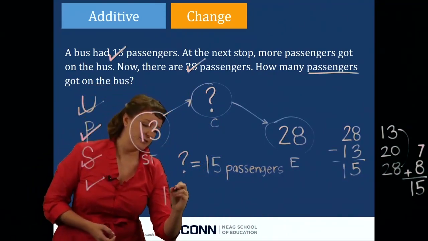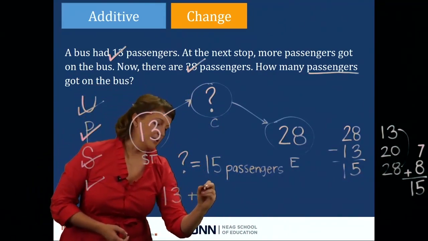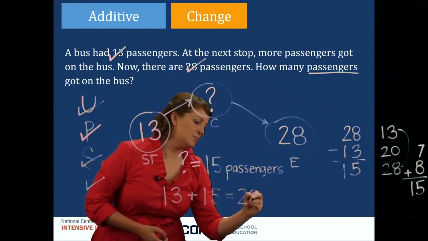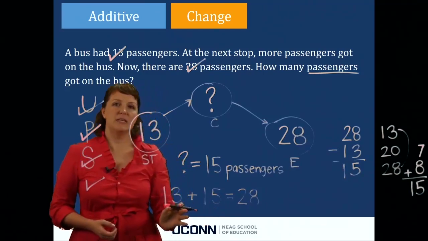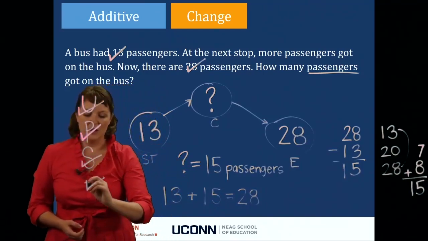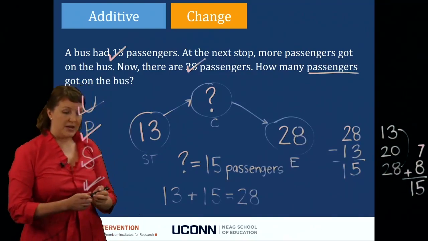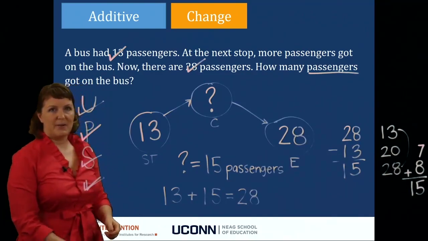I want to check this. So 13 plus 15 does equal 28, or students might subtract 28 minus 15 does equal 13. So I'm going to double check that problem because I've checked my work, and we have solved this change problem.